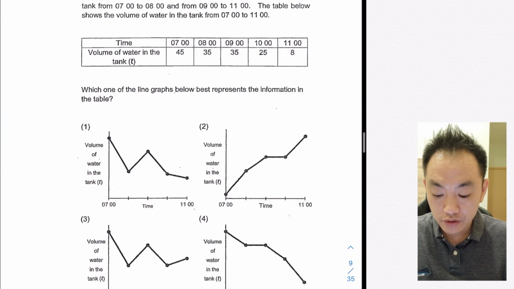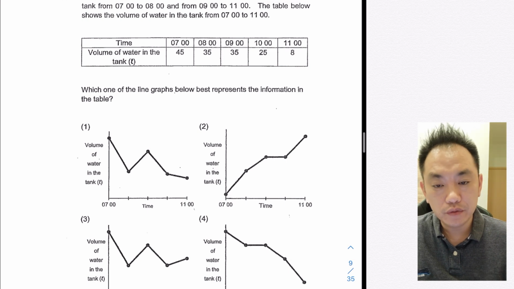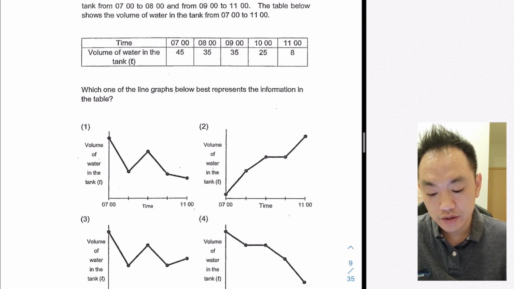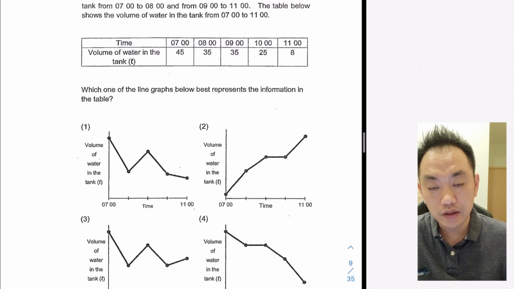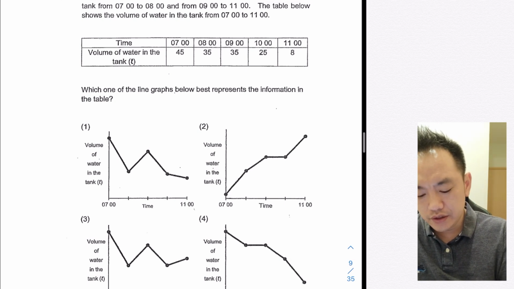Okay, let's move on to question 13. A tank was filled with 45 liters of water at 0700, which is 7 o'clock, probably in the morning, and then water flowed out from the tank from 0700 to 0800. So for 1 hour the water flowed out, and then from 0900 to 1100 the water also continued to flow out. But in between there was a break. The water stood still and didn't flow out. The table below shows the volume of water in the tank from 0700 to 1100.